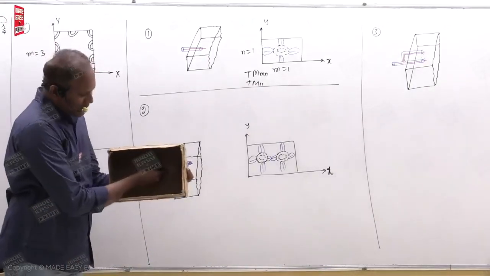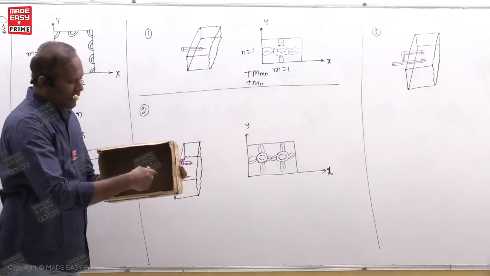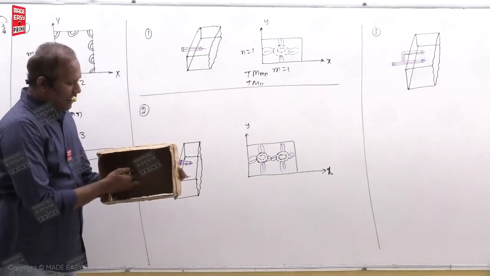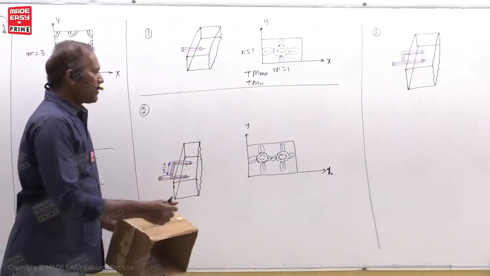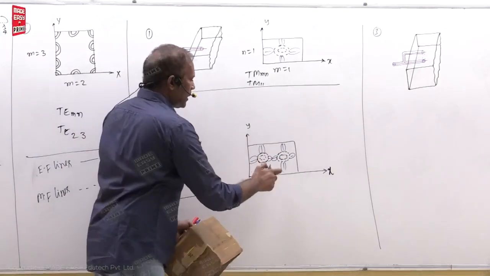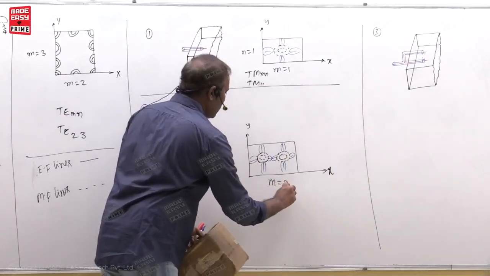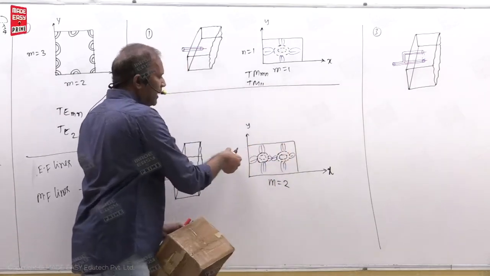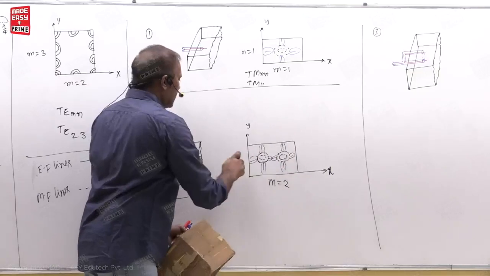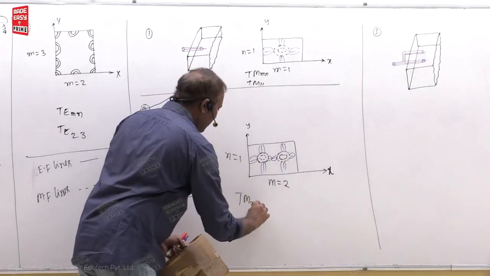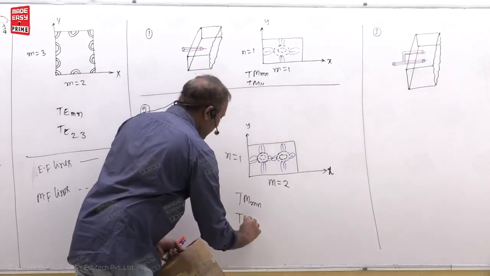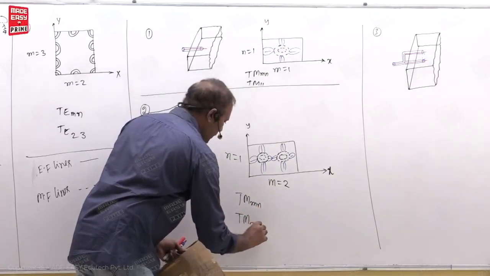So that here, because of this probe, the magnetic field lines are circular, they spread, and here also because of this probe the magnetic field lines are circular, they spread. So here is one circle, two circles, so m is equal to 2. Overall in this height you have only 1, so n is equal to 1. So that mode is TM-MN mode. So TM, m is 2, n is 1.